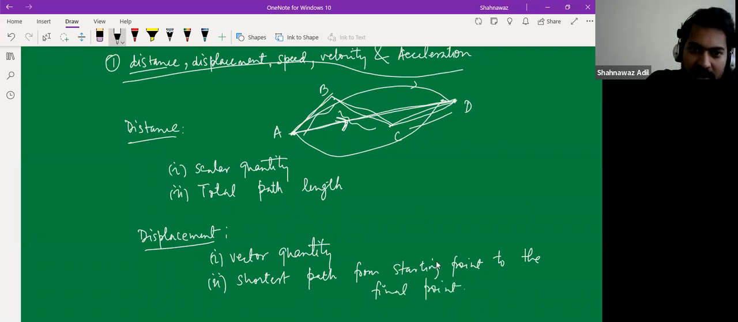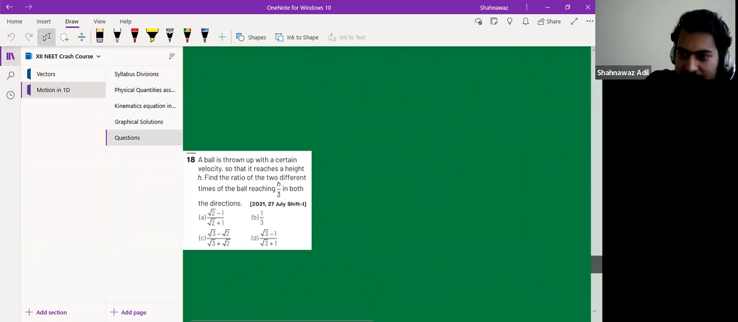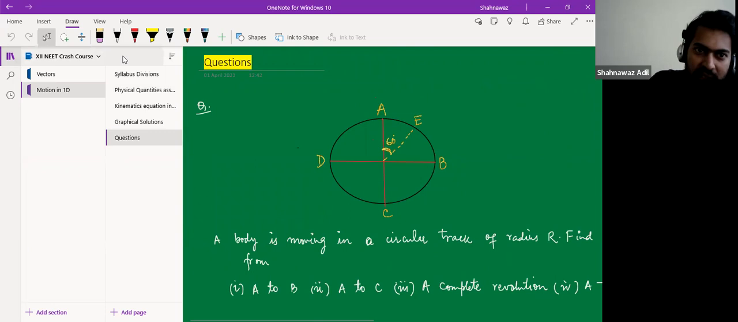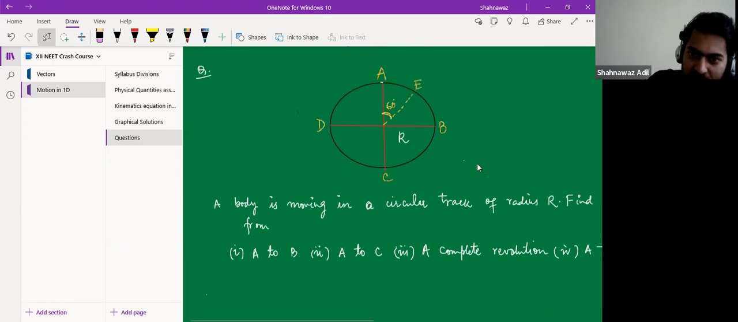Okay. Let's do a question to understand it more clearly. So let's solve this question. A body is moving in a circular path, right? And it starts from A, goes to B, and then goes to C, and then goes to D, and then to E, to A, to complete a full revolution. The radius of this circular path is R. So the first question is, what will be the distance from A to B?